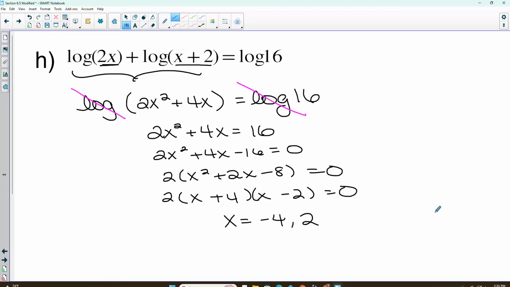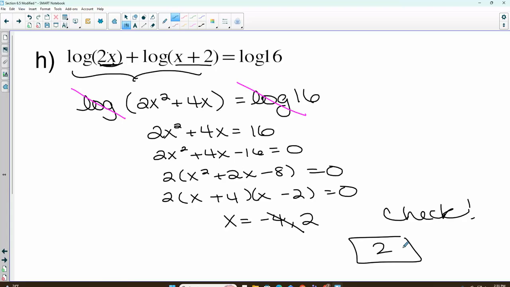What do you have to remember at the end of these? Plug them back in. If I put in -4, 2 times -4 is -8, that won't work. So you can't have negatives. If I put in 2, 4 is good. So 2 is my only answer.